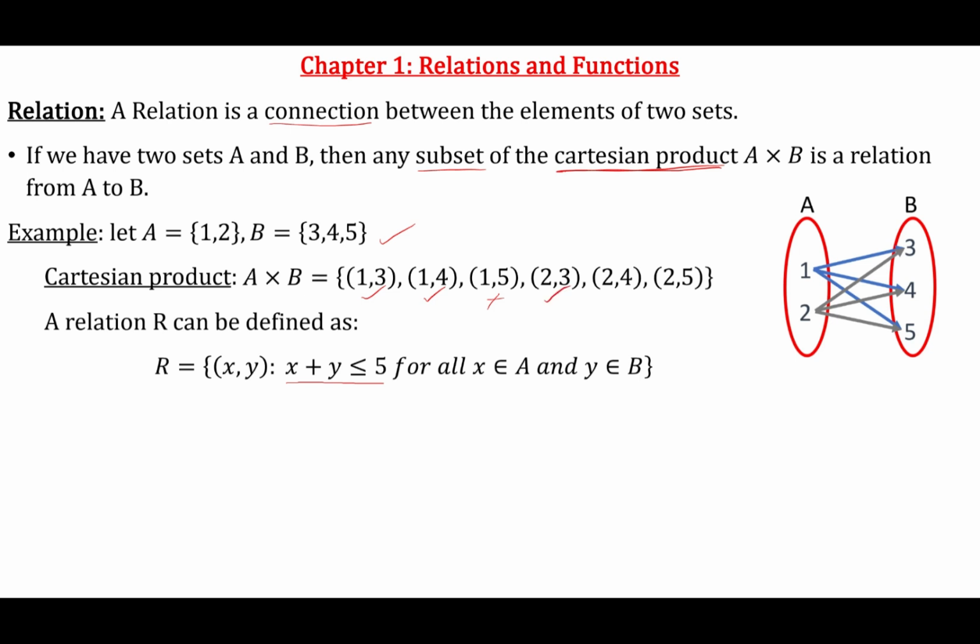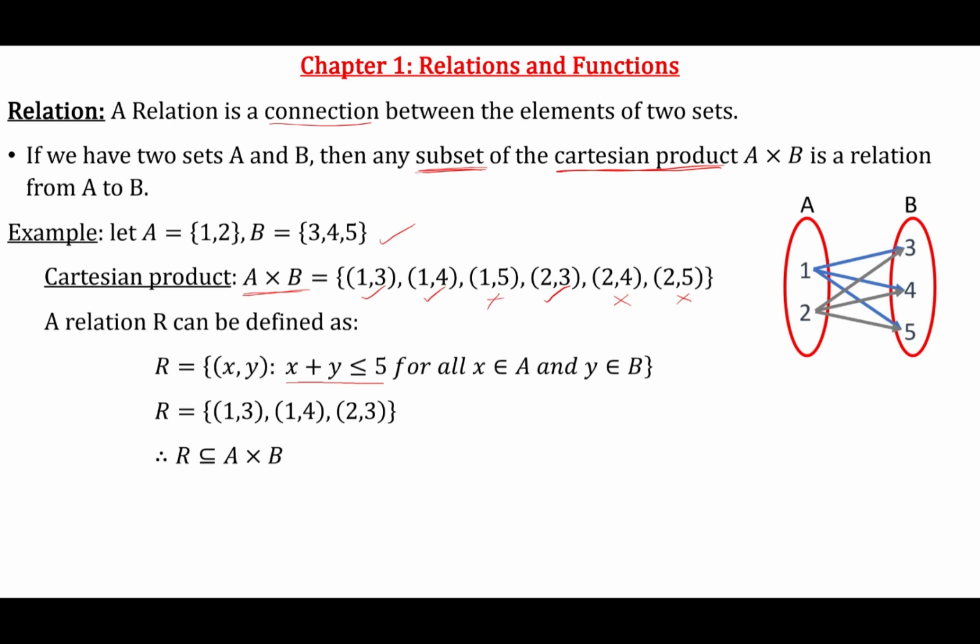2 plus 3 is 5, yes. 2 plus 4 is 6, no. 2 plus 5 is 7, no. So the relation has (1, 3), (1, 4), and (2, 3). In this relation, I have only 3 connections, which is a subset of the Cartesian product. That is why any relation is going to be a subset of the Cartesian product.